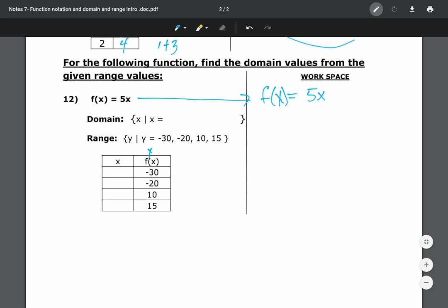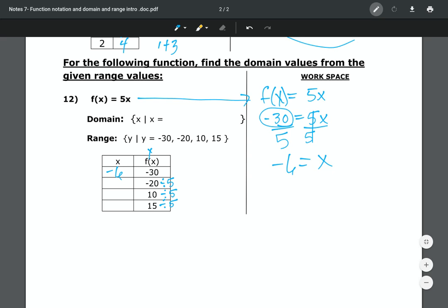So if we have a negative 30, that's our first y value, or f of x. So negative 30 equals 5 times x. So if we were going to solve this one for x, we would need to divide both sides by 5. So x equals negative 6. So negative 6 will go here. So basically what we need to do with this y value is divide them by 5. So on every single one of these, we're going to just divide by 5.